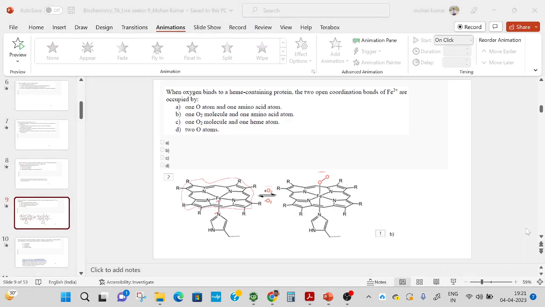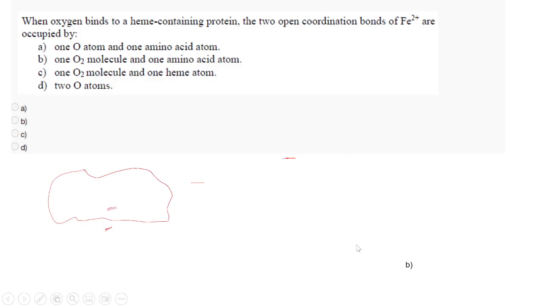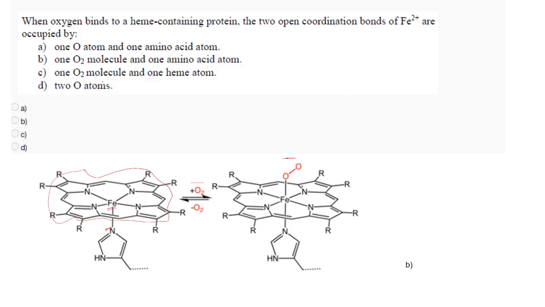So here is the binding of this O2 to the heme. So option B is correct. Is that clear?